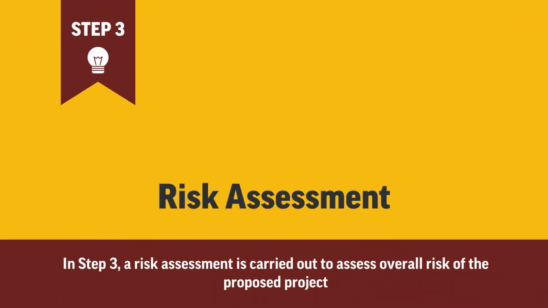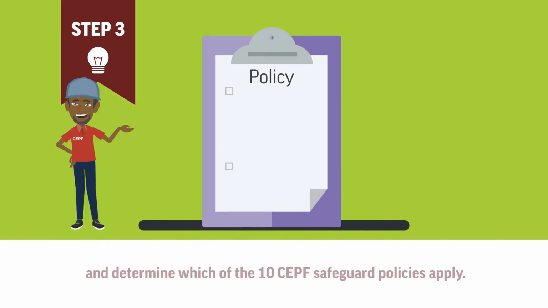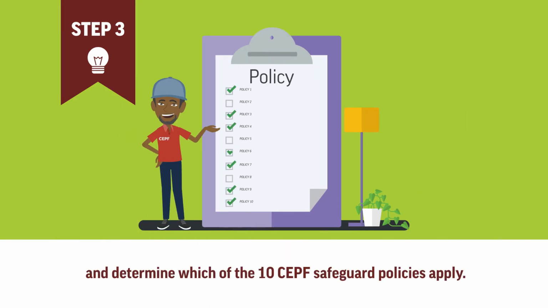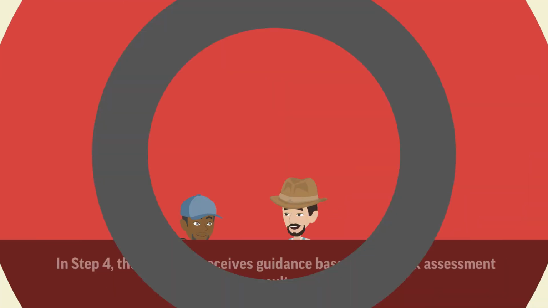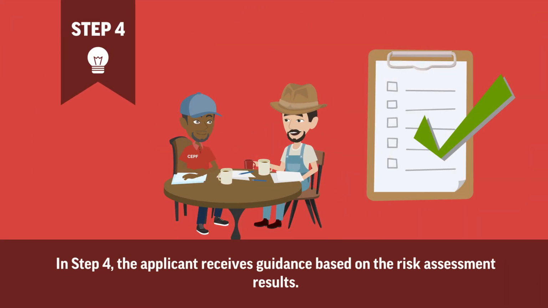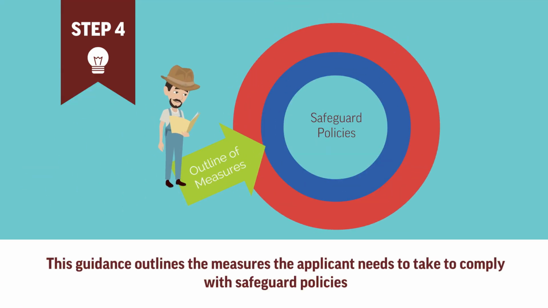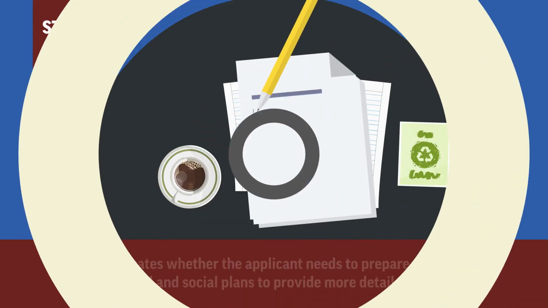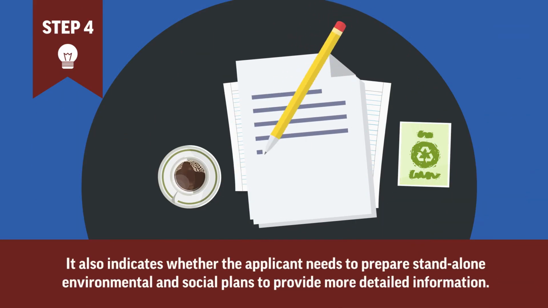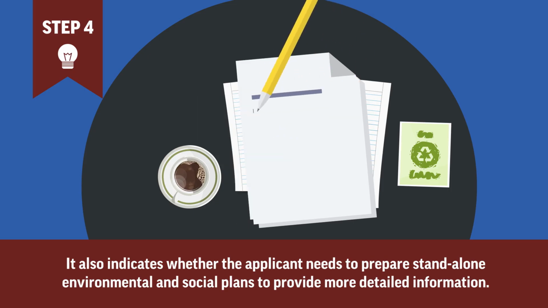In Step 3, a risk assessment is carried out to assess the overall risk of the proposed project and determine which of the 10 CPF safeguard policies apply. In Step 4, the applicant receives guidance based on the risk assessment results. This guidance outlines the measures the applicant needs to take to comply with safeguard policies. It also indicates whether the applicant needs to prepare standalone environmental and social plans to provide more detailed information.